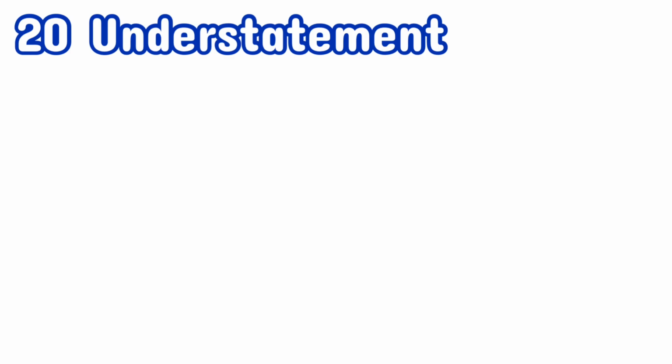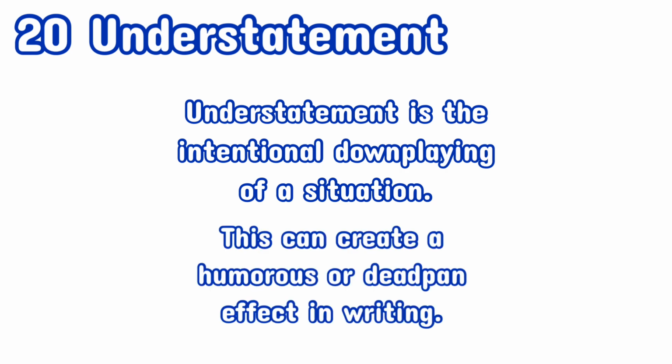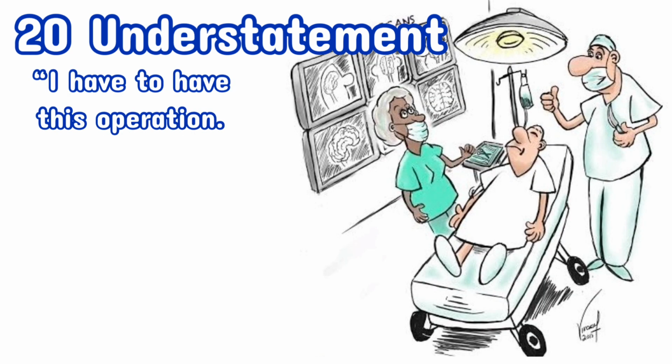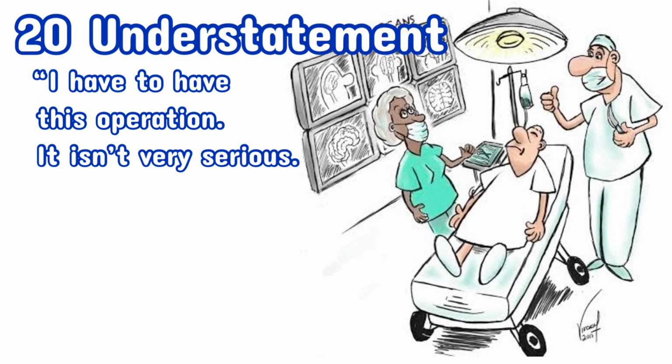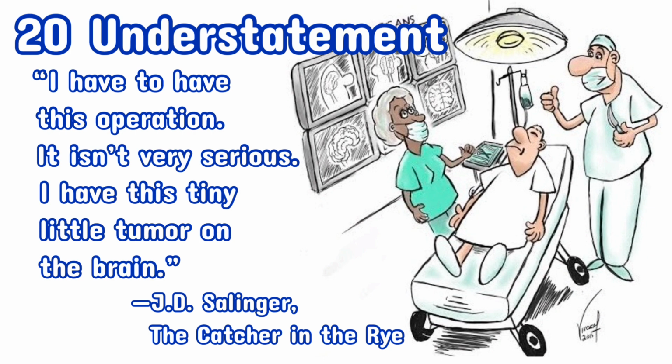Number 20. Understatement. Understatement is the intentional downplaying of a situation. This can create a humorous or deadpan effect in writing. Example. I have to have this operation. It isn't very serious. I have this tiny little tumor on the brain. J.D. Salinger, The Catcher in the Rye.